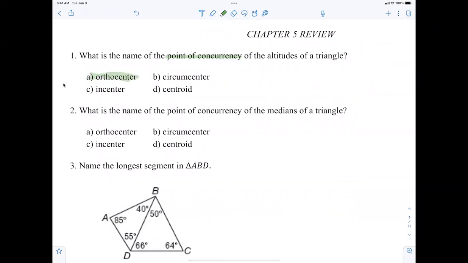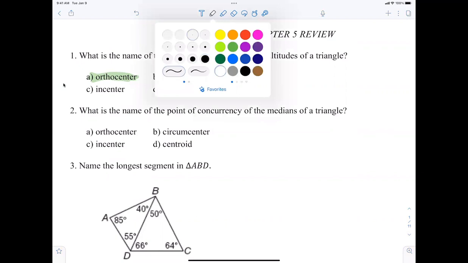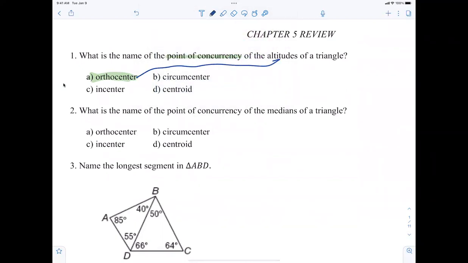Ortho, all right, is perpendicular. Altitude is perpendicular. That's kind of how I remember it. So orthocenter is the altitude. What is the name of the point of concurrency of the medians? Can anybody tell me? Centroid. All right, people, very good.